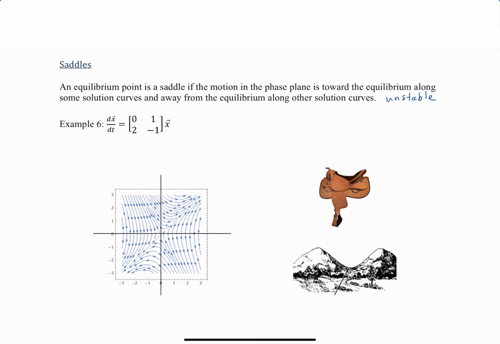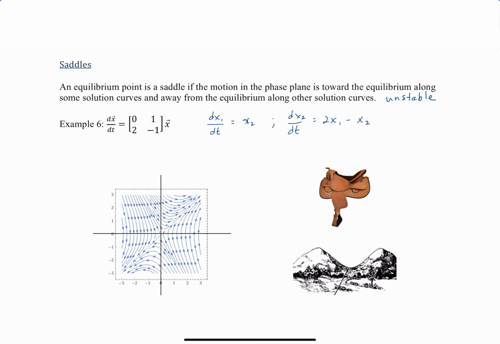And here's an example of one. dx/dt equals [0, 1; 2, -1]x. Again, that's another way of representing the system of differential equations: dx1/dt equals x2, and dx2/dt equals 2x1 minus x2. And again, I got that from Wolfram Alpha.